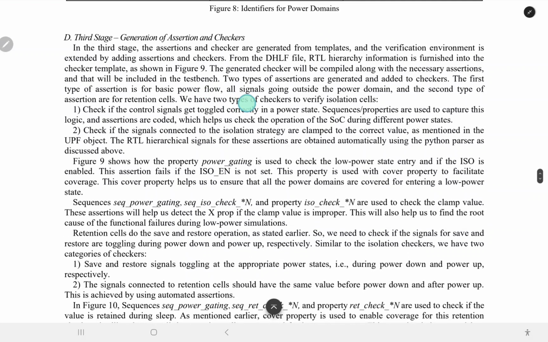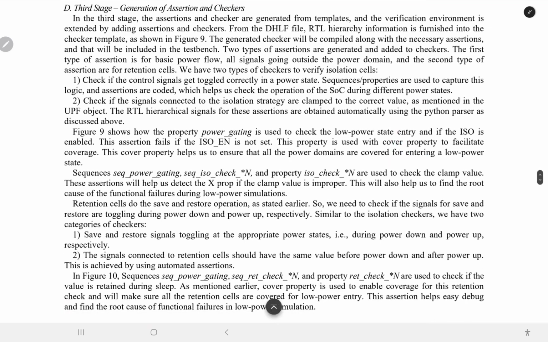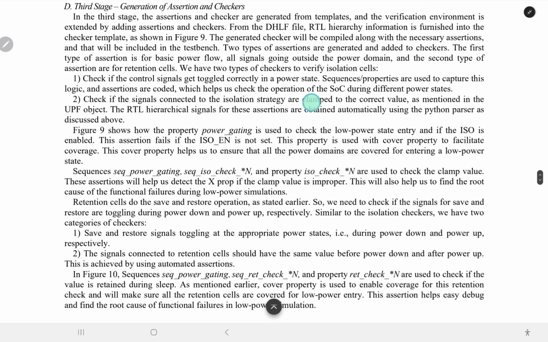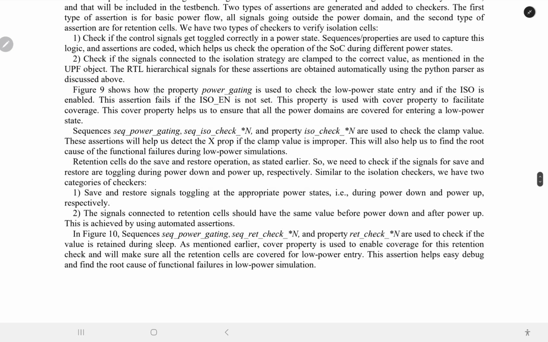So we have two types of checkers to verify the isolation cell. 1. Check if the control signals are toggled correctly in a power state. Sequence properties are used to capture this logic, and assertions are coded, which help us to check the operation of the SOC during the different power states. 2. Check if the signals connected to the isolation strategy are clamped to the correct values. As mentioned in the UPF object, the RTL hierarchy signals for these assertions are obtained automatically using the Python parsers as discussed above. Figure 9 shows the power properties.